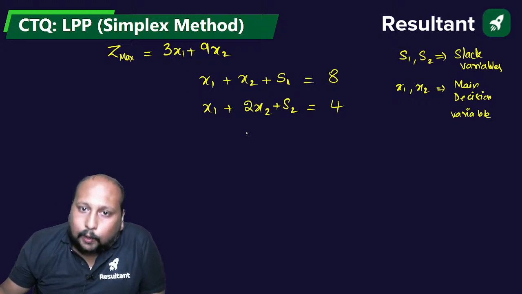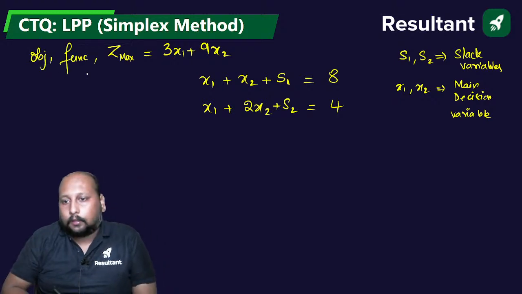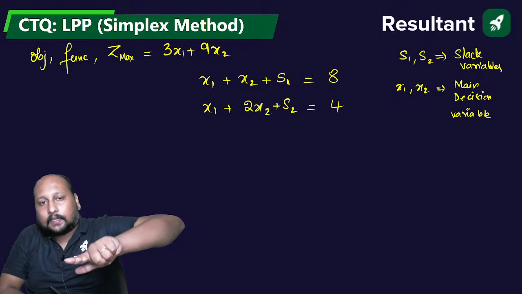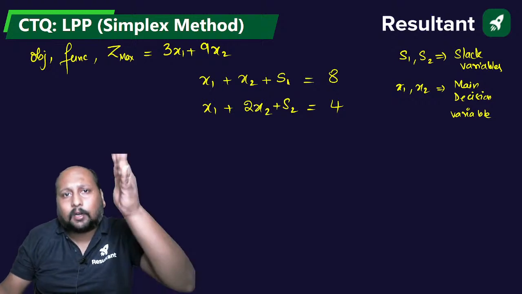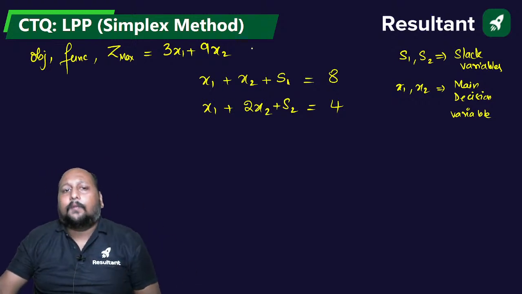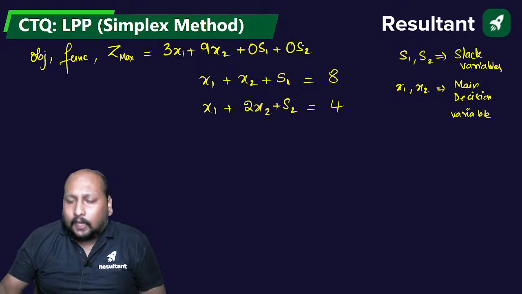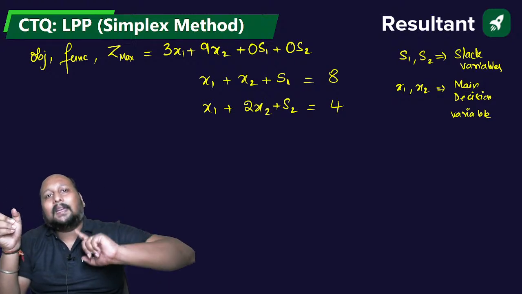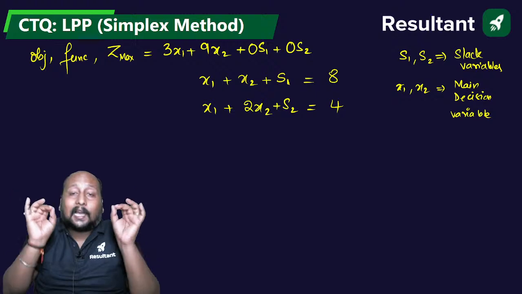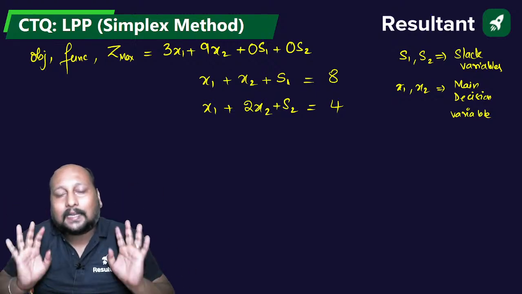Whatever variables we are using in the constraints must be reflected in the objective function also. We have x1 and x2 in the objective function, but S1 and S2, which we introduced in the constraints, are not present. So we can write 0S1 plus 0S2. Even if S1 and S2 take any value, it won't have any impact on the objective function, because slack variables are only introduced to eliminate the inequality sign. Clear?